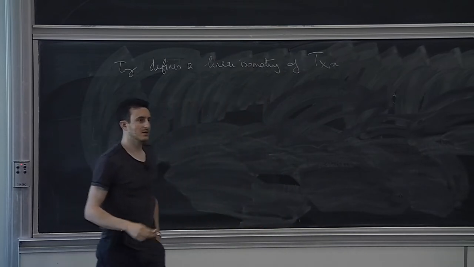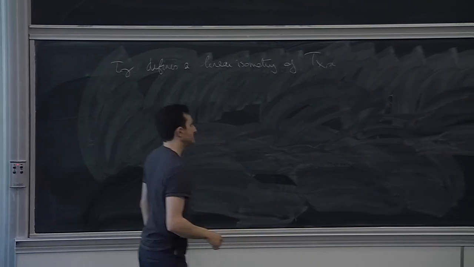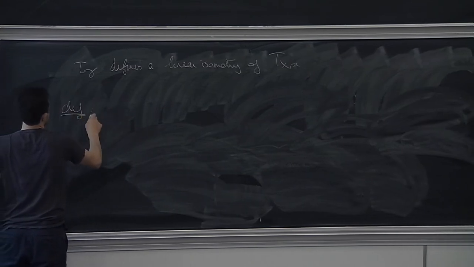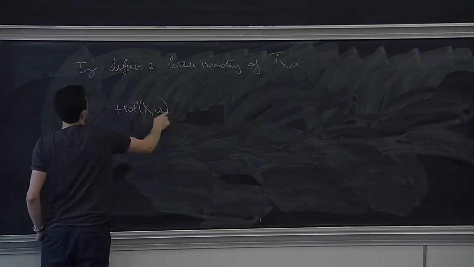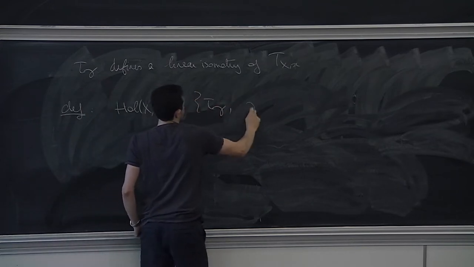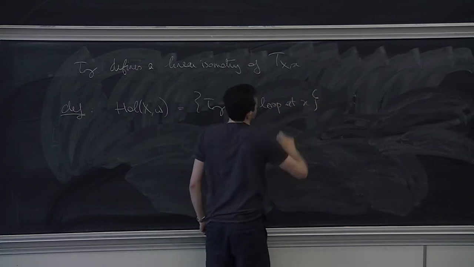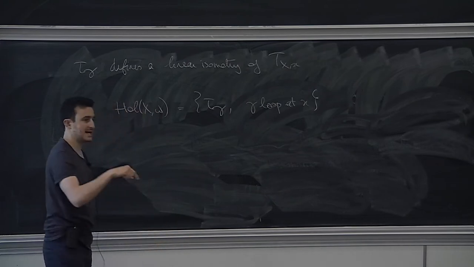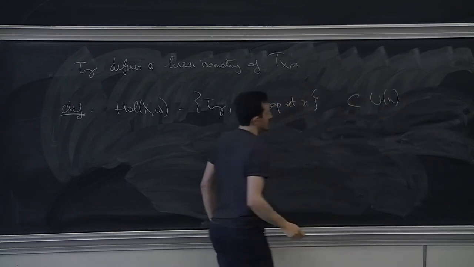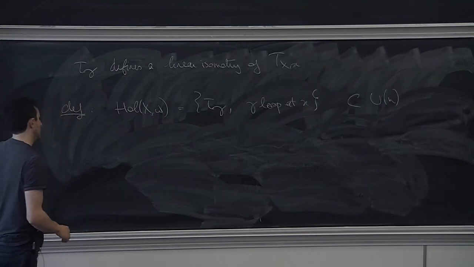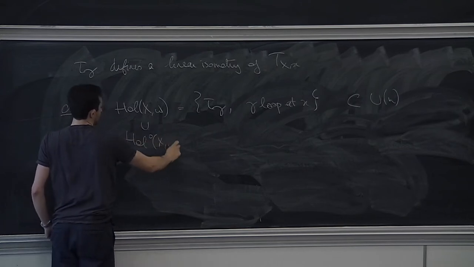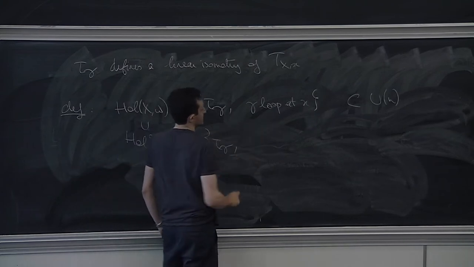Now I'm going to look at all of those isometries for all loops, and I'll define that to be the holonomy group. So Hol of X, omega, I won't write the base point, it's implicit, is all the tau gamma for gamma a loop at x. And I want to fix an identification between Tx at the point x and C^n, so that I can see that inside the unitary group. And it contains a subgroup called the restricted holonomy, which is the group where you only consider loops that are homotopic to zero.